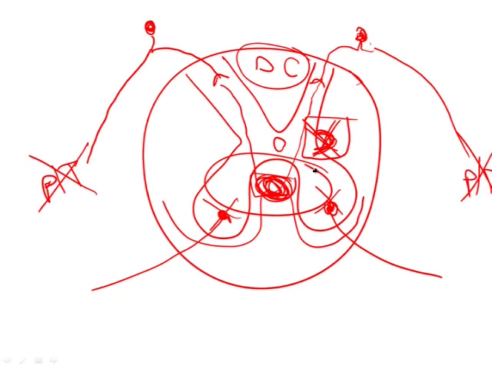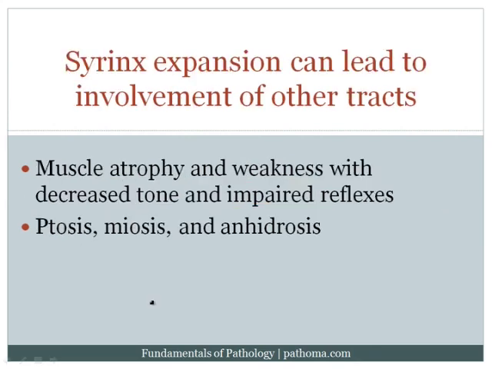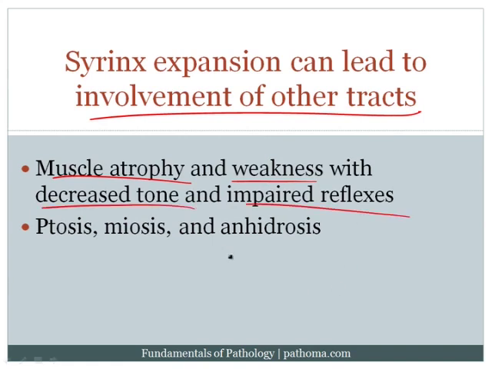Now I've put a little table in your book with spinal cord tracts for you to review, but basically I've highlighted the high yields of syringomyelia with the image that I've drawn here. So we say that it usually occurs at C8 to T1, therefore it's going to involve the upper extremity. You get loss of pain and temperature sensation with sparing of fine touch and position sense. If it expands, you'll get involvement of other tracts, and this could knock out the anterior horn, resulting in a lower motor neuron problem with muscle atrophy with weakness, decreased tone and impaired reflexes.